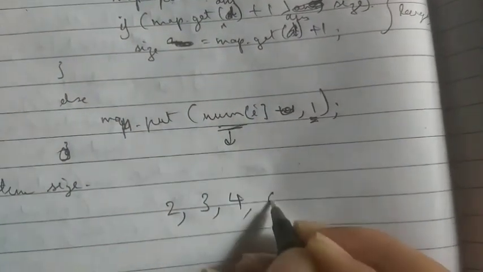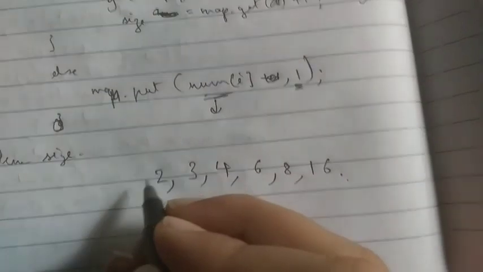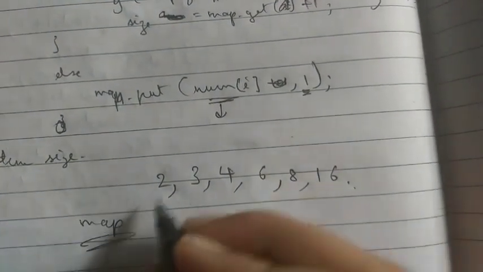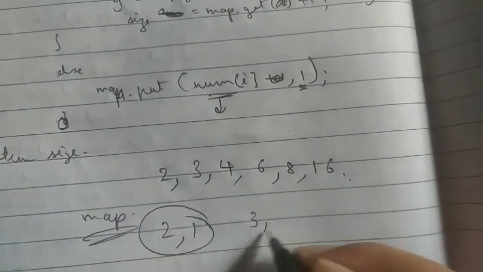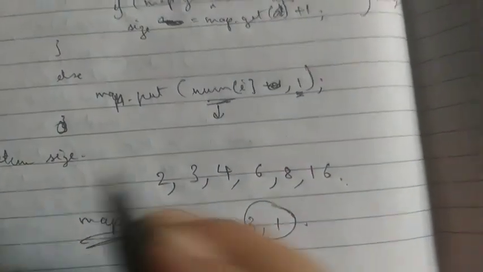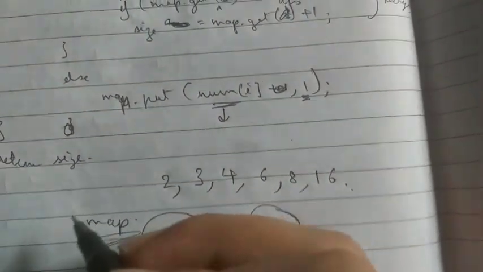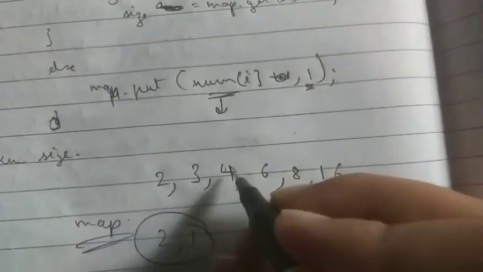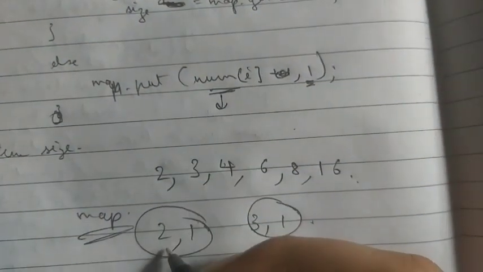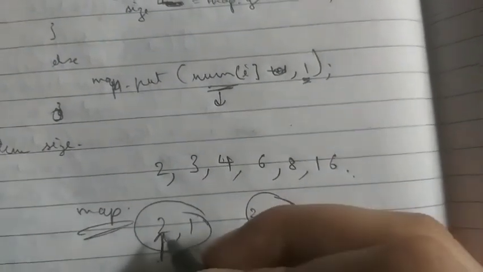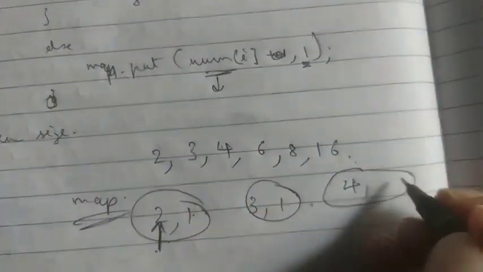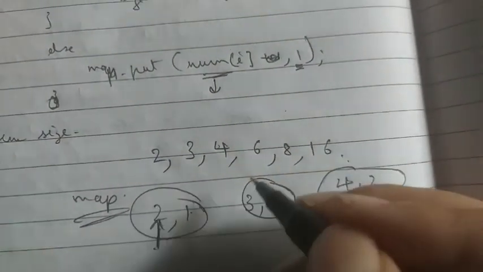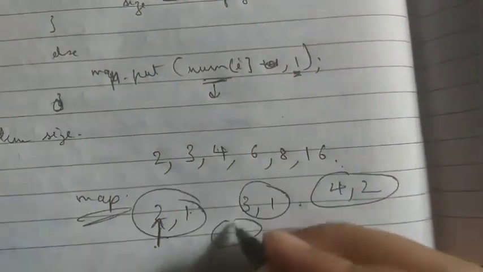Okay, let's put the sorted array. It's 2, 3, 4, 6, 8, 16. Okay, so let's say your map. Okay, so first map contains 2 comma 1. Okay, then it contains 3 comma 1, because square root of 3 is not a perfect square root. Square root of 2 is not a perfect square root either. Then 4, square root of 4 is 2, and it's a perfect square root. 2 is present in the map. Yes, it is present in the map. So now there is a new entry, that is 4 comma 1 plus 1, that is 2. Then 6, it doesn't have a perfect square root, so it becomes 6 comma 1.